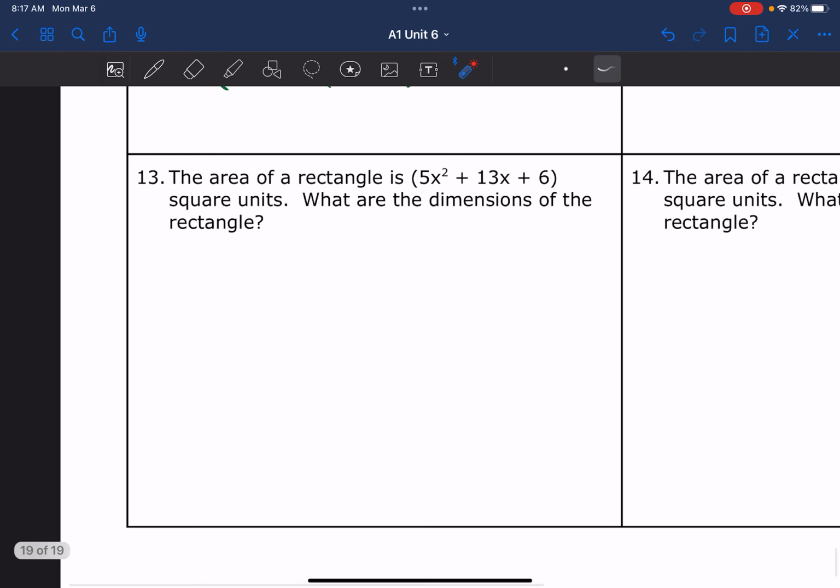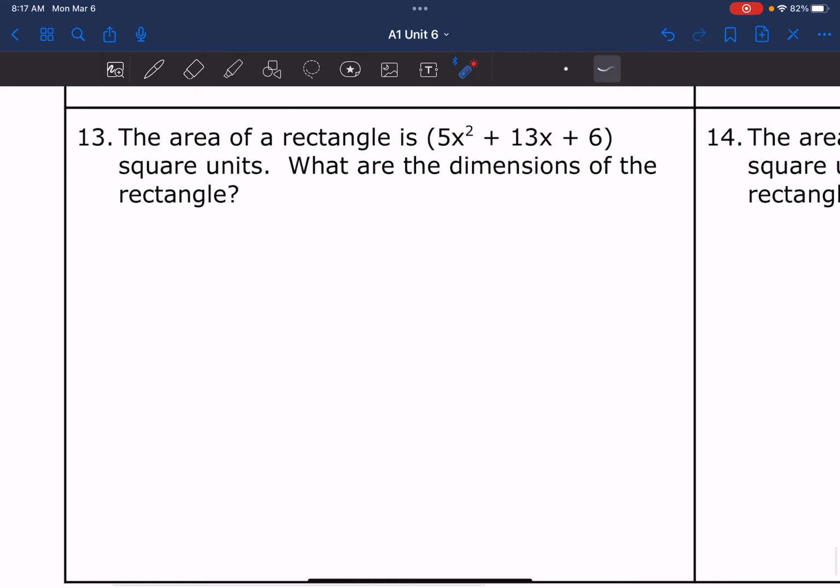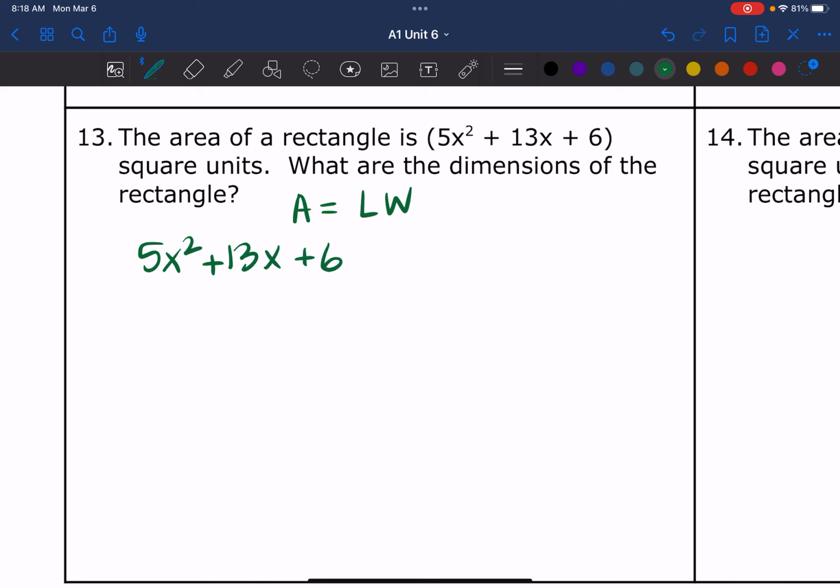Okay, and then last one for today. The area of a rectangle is 5x squared plus 13x plus 6 square units. What are the dimensions of the rectangle? So we know that the area of a rectangle is length times width. So they're telling us we already know the area. The area is 5x squared plus 13x plus 6. We want to figure out what the length would be and what the width would be. So isn't that just factoring? That's what we've been doing.